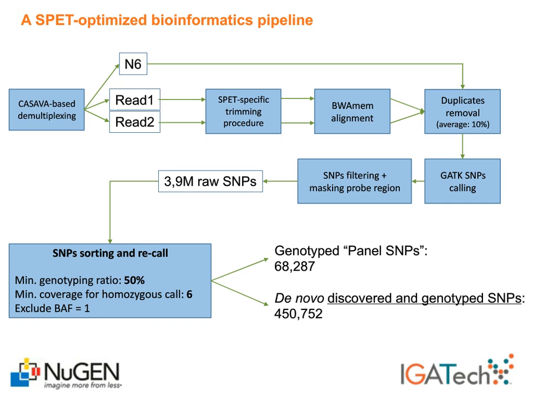With this data shown here on the whole panel of 479 samples, we successfully genotyped almost 70,000 SNPs as they were selected on the panel, plus more than 450,000 SNPs that were discovered and genotyped with the same criteria as applied to the panel SNPs, which were to be genotyped on at least 50% of samples, and the minimum coverage to trustfully call homozygous states was set to 6 reads.